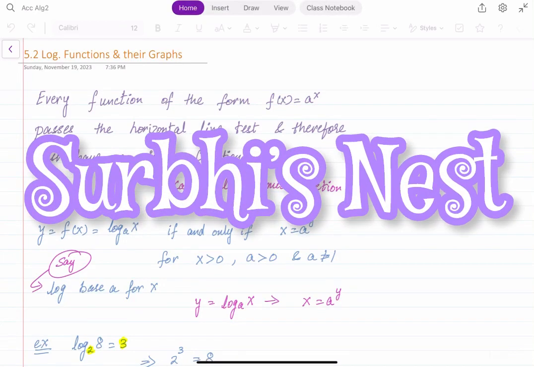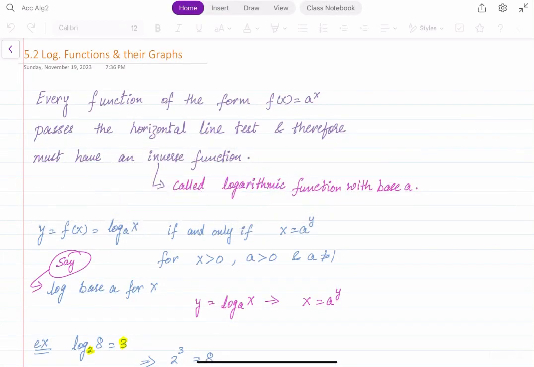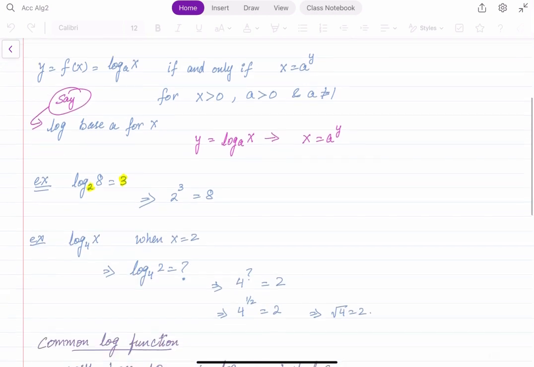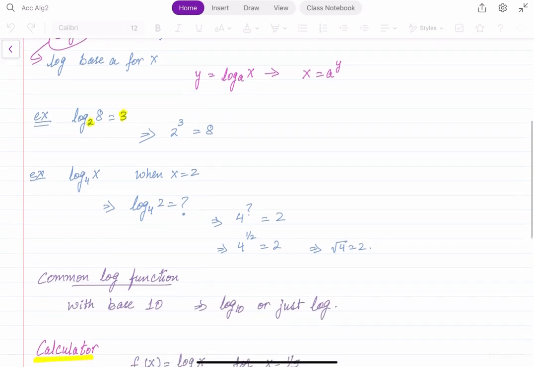Welcome back. Today we will be talking about the log functions and their graph. As you know, the exponential function of the form f of x is equal to a to the power of x passes through the horizontal line test, and therefore it has an inverse function. That inverse function is called the log function, which we can read as y is equal to log base a x if and only if x is equal to a to the power of y.